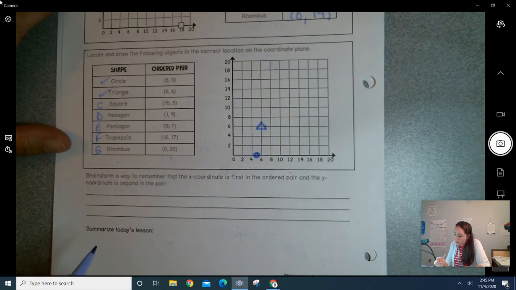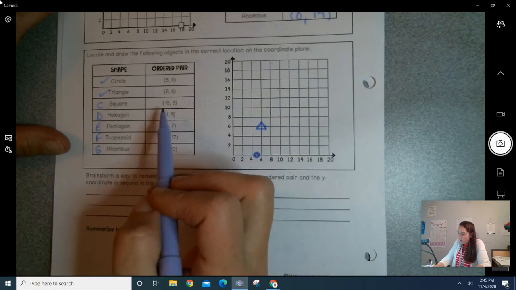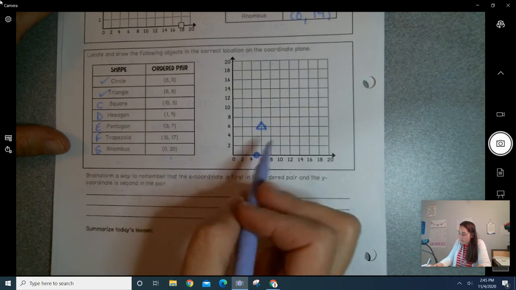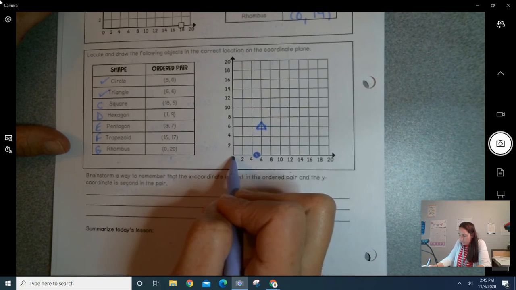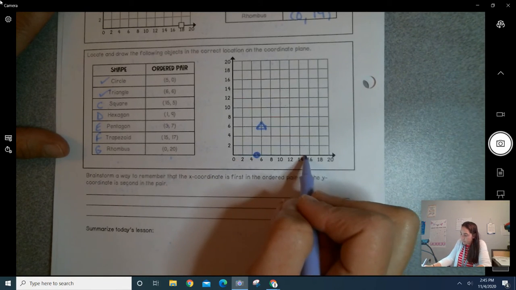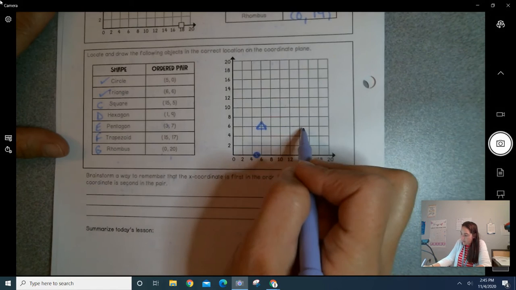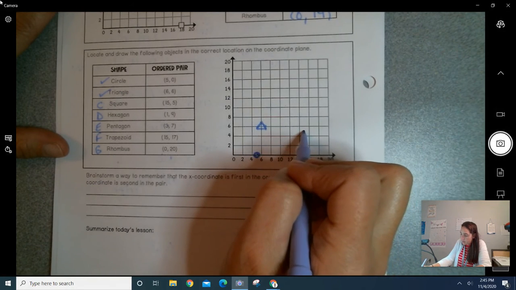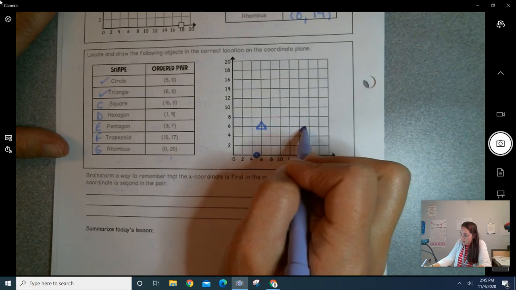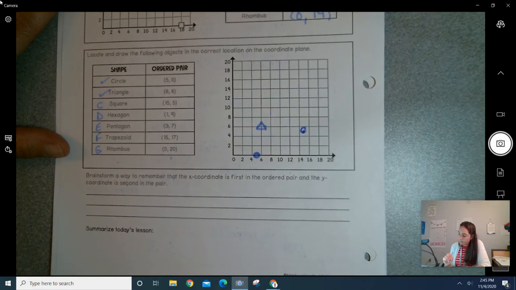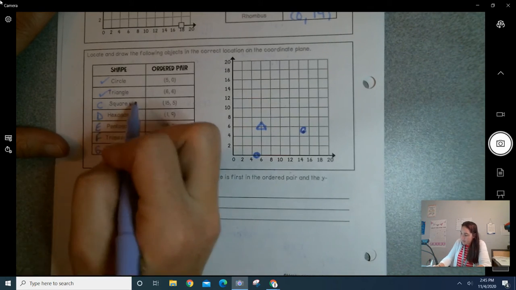All right, so for the square, I need to go to 15, 5. So I'm going to start at 0. And remember, we need to first move horizontally. So we're going to move horizontally 15. And then our next movement is vertically. So I move up 5. And that's where I put the point C. I'm just going to put the letter C.